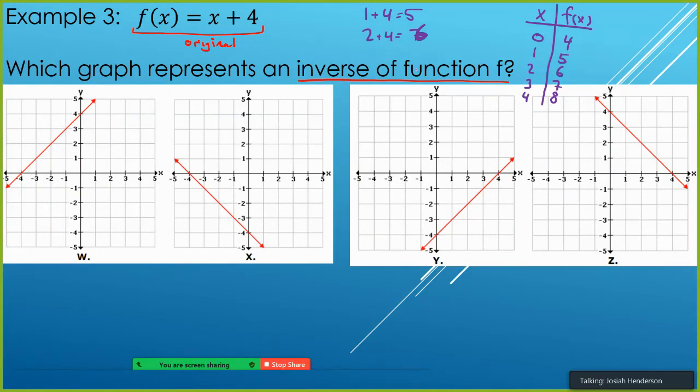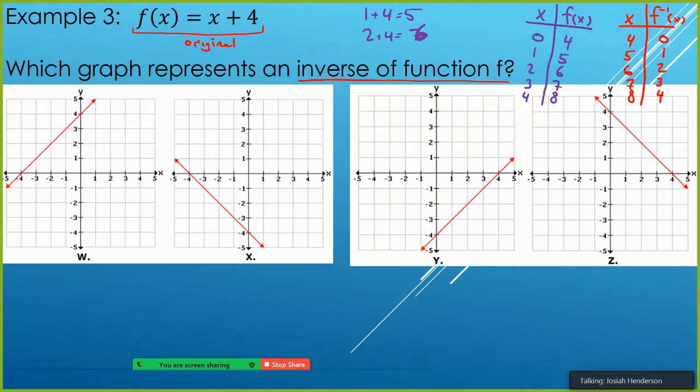Okay, so the inverse graph is going to be the reverse of these inputs and outputs. So without even finding the inverse equation, because that's not necessarily going to help us with the picture of the graph below, the table of the inverse will be the flipped version of the original table. So 4, 5, 6, 7, 8 should go to 0, 1, 2, 3, 4.